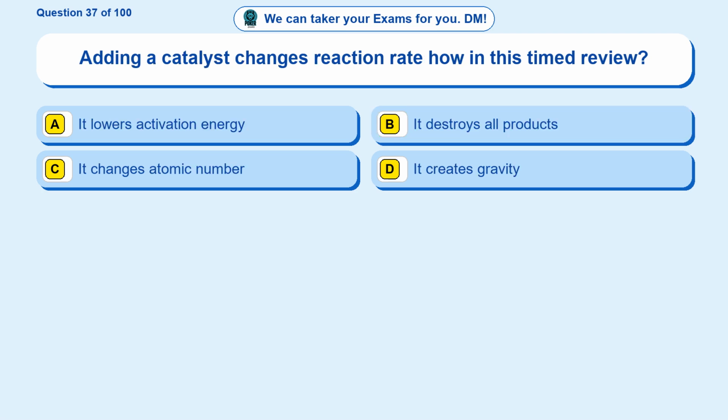Question 37. Adding a catalyst changes reaction rate how in this timed review? Option A. It lowers activation energy. Option B. It destroys all products. Option C. It changes atomic number. Option D. It creates gravity.